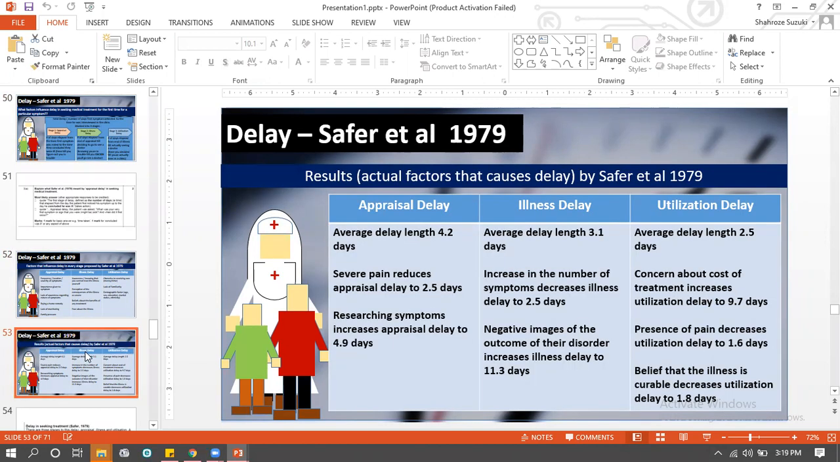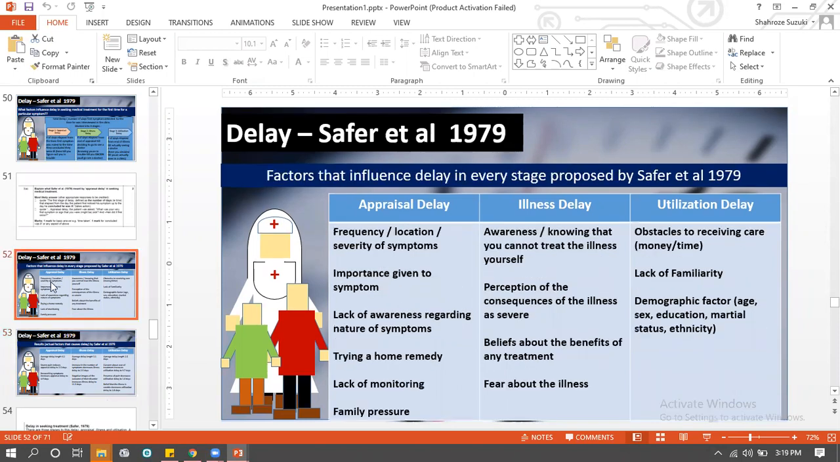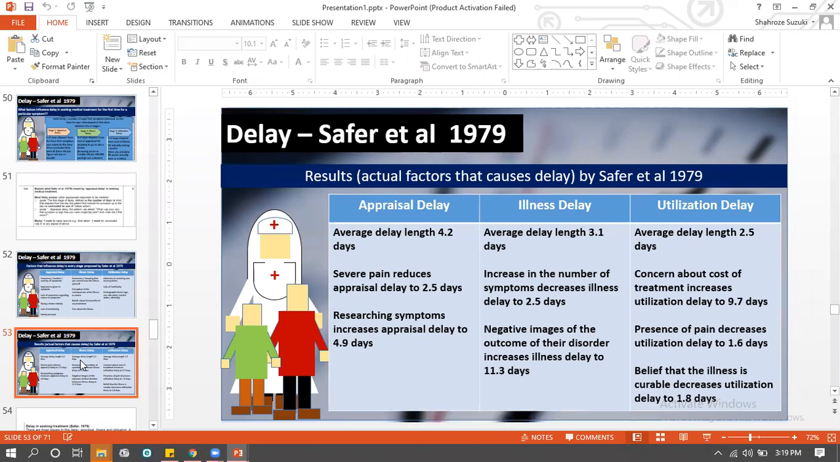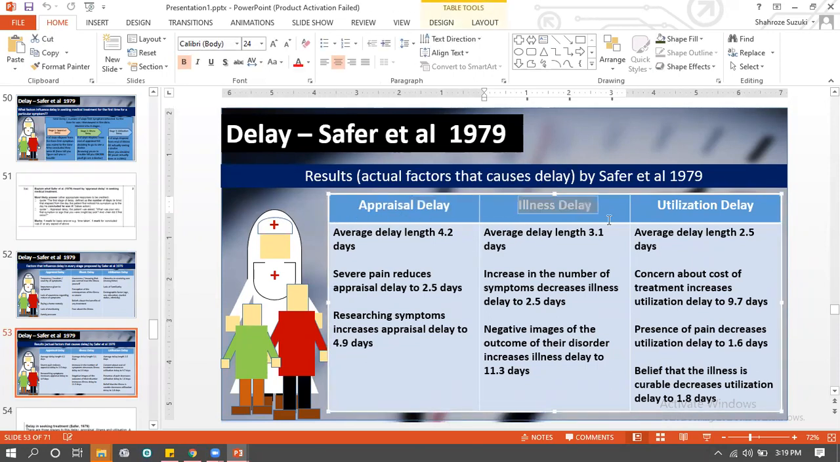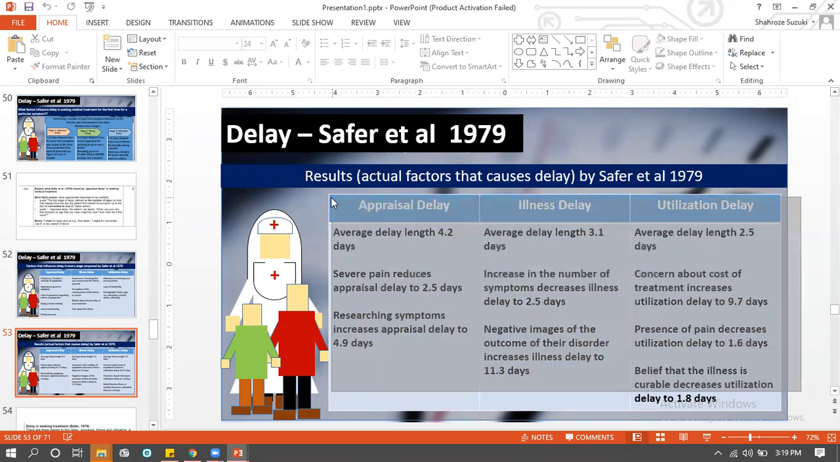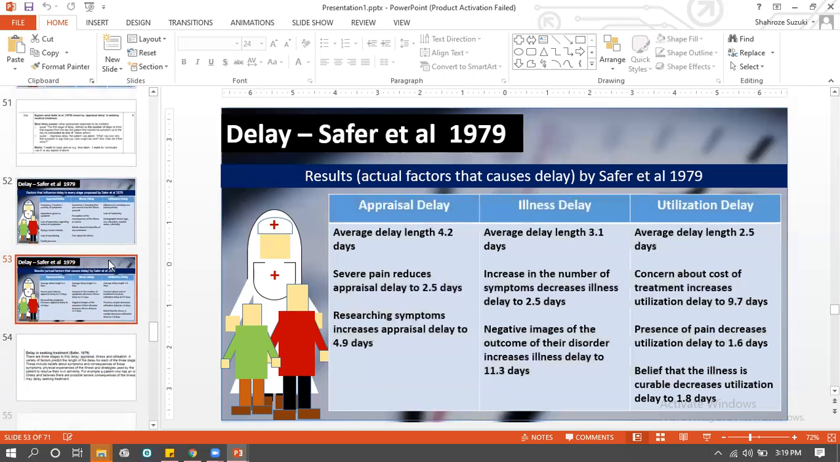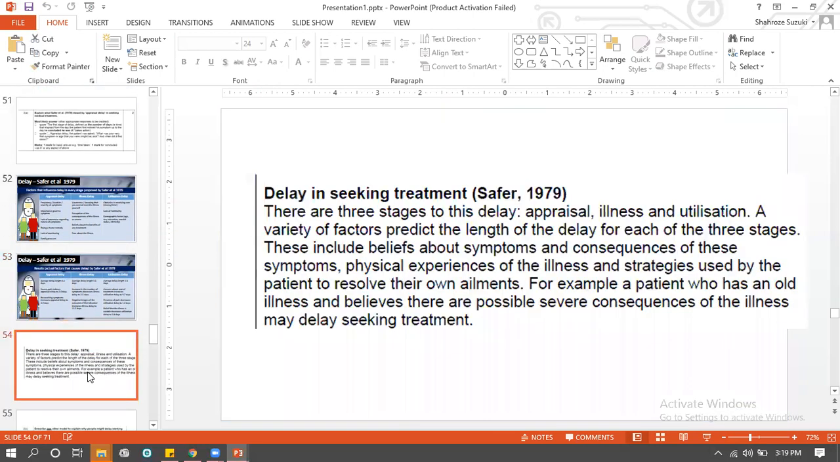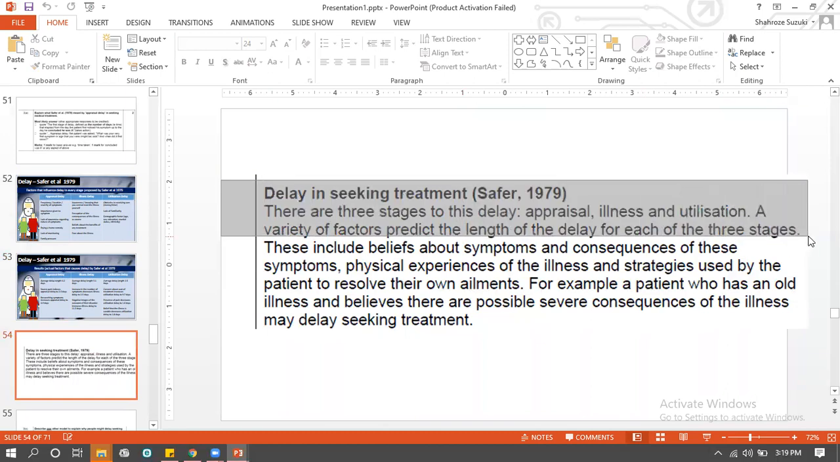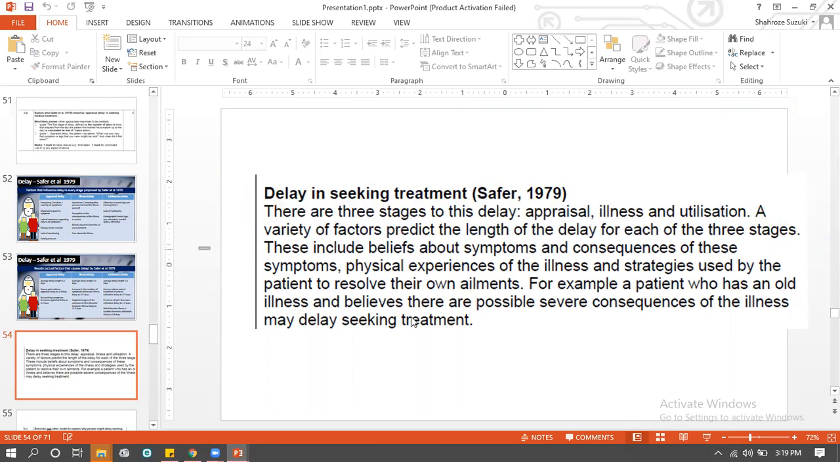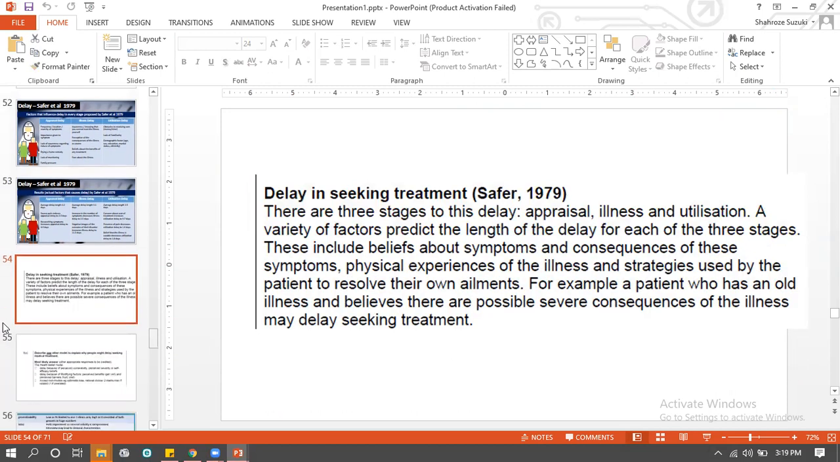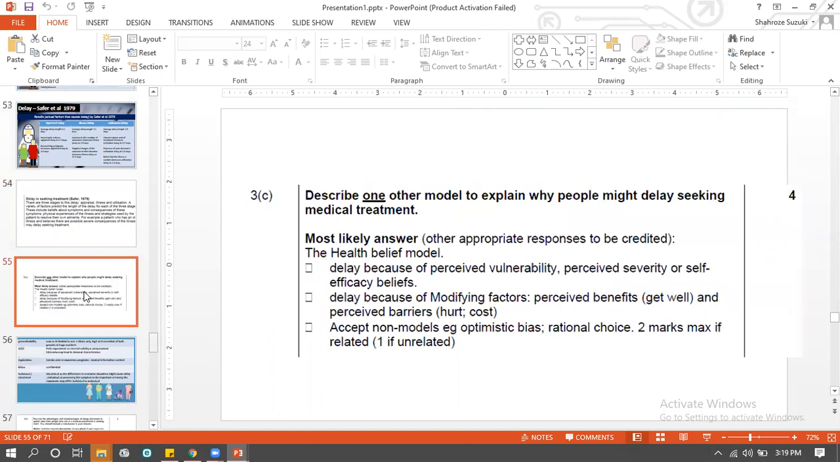But this is the quantitative data that Safer gathered, and this is the qualitative data that Safer gathered. So Safer has both data in the end. Basically, he finds out what the average appraisal delay is, the illness delay, and the utilization delay. You can just read it on your own. It's not that important in terms of the exam. So overall, Safer's summary is 3 stages of delay. Write a brief description of them, and write the causes of delay. Okay, other than that, that's it.